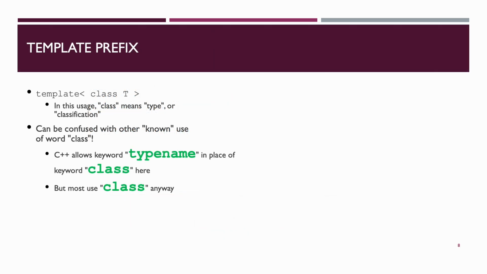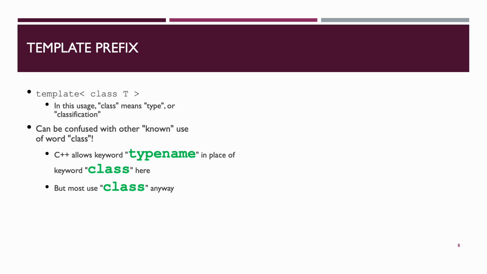So when defining a function or class template, the line template class T is known as the template prefix. Meaning of class: in this context, the word class doesn't refer to a C++ class, but rather means type or classification. It indicates that T is a placeholder for a data type that will be specified later. So you have to keep that in mind. This class is not the C++ class. It is the classification or type.